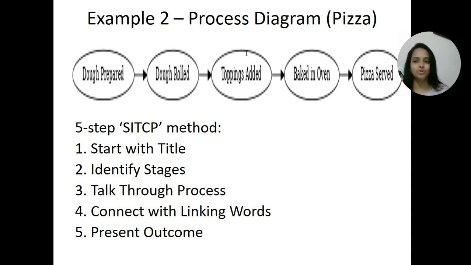Okay, let me tell you my response now. This process diagram illustrates how pizza is prepared and served. It consists of 5 main stages. First, the dough is carefully prepared and rolled into the desired shape. Next, various toppings such as cheese, vegetables, and other ingredients are evenly added to the base. Following this, the pizza is placed in a hot oven and baked until it is cooked thoroughly and the toppings are melted and golden. Finally, the freshly baked pizza is served hot to customers.